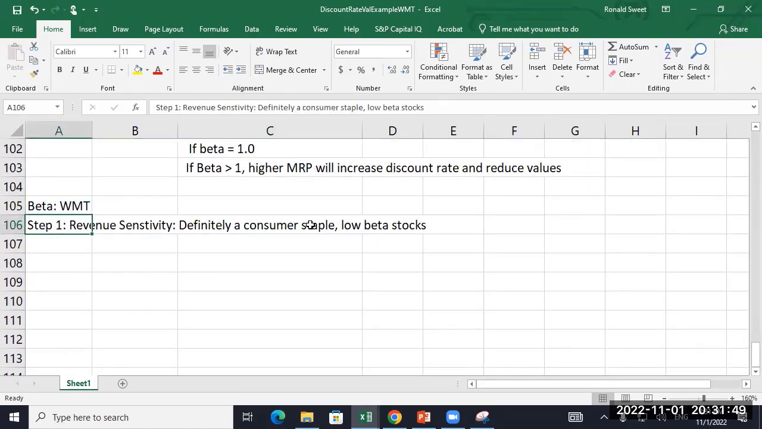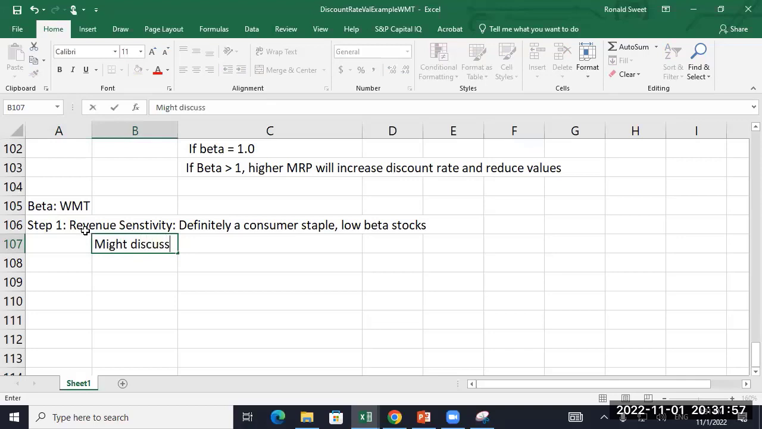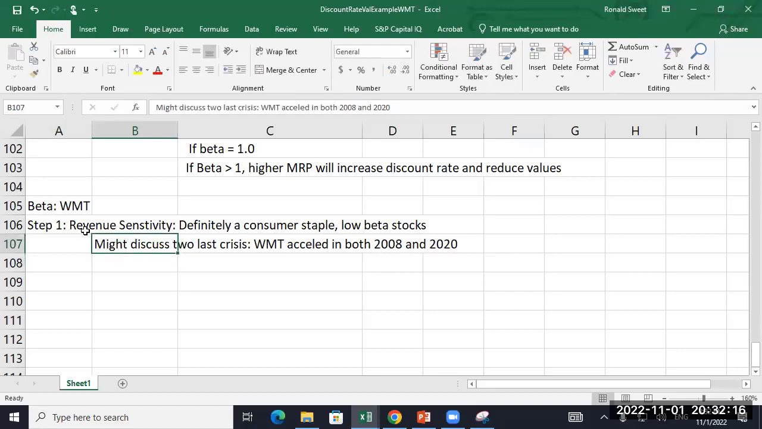All right, so Walmart, definitely a consumer staple. Some students might discuss the last two crises, because that might give you some insights. Walmart excelled in both 2008 and March 2020. They did extremely well in both of those times. In 2008, they were one of the few companies whose stocks had a really strong positive return. Most other companies had very negative returns. In 2020, they had some negative numbers early on when the whole world was freaking out, but they ended up actually benefiting from COVID.